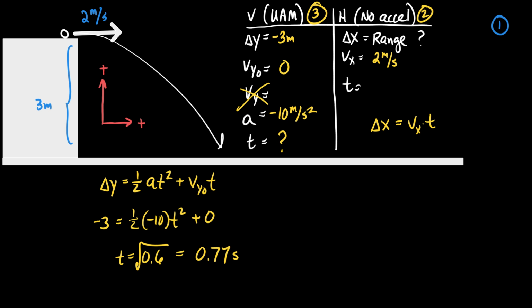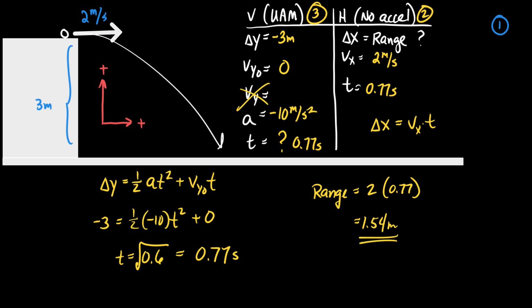Now that's how long it's in the air. Not very. But that's how long it takes to fall. It's also how long it takes to go sideways. Right? That's all it is. You find the time on one side, you use it on both. Which means my range, where it strikes the ground, is going to be 2 meters per second times 0.77. So 1.54 meters. Don't forget our units. All right? Not terrible?